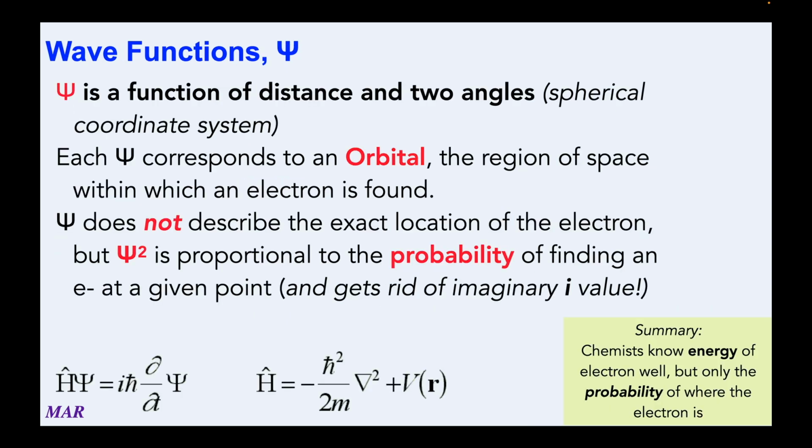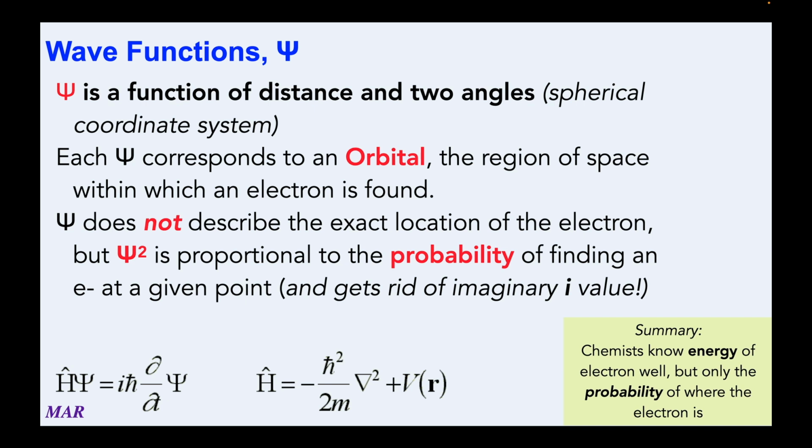So these wave functions are basically functions of distance and two angles, and spherical coordinate systems is what they usually use. And each of those wave functions corresponds to what we're going to call an orbital. And an orbital is just a region of space around the atom where the electrons can be found.